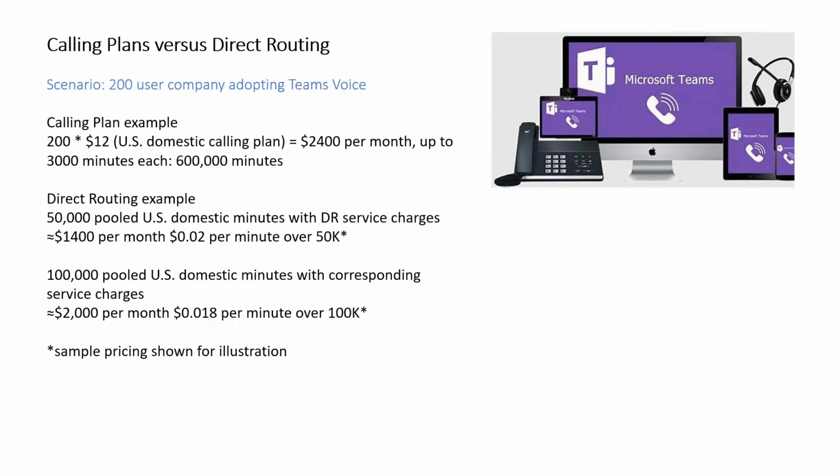Now, when we stop and look at, okay, what if I just go ahead and say I want calling plans for my 200 user company, what's that look like? Well, it's $12 per user per month times 200 is $2,400 per month. Each calling plan includes up to 3,000 minutes. They are pooled across all the users on your Office 365 or Microsoft 365 tenant. And you can see that's a really big number of minutes.